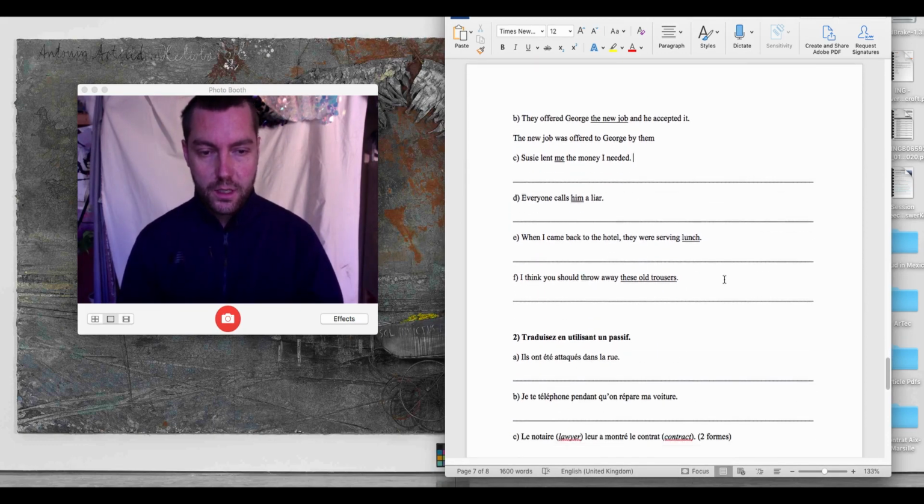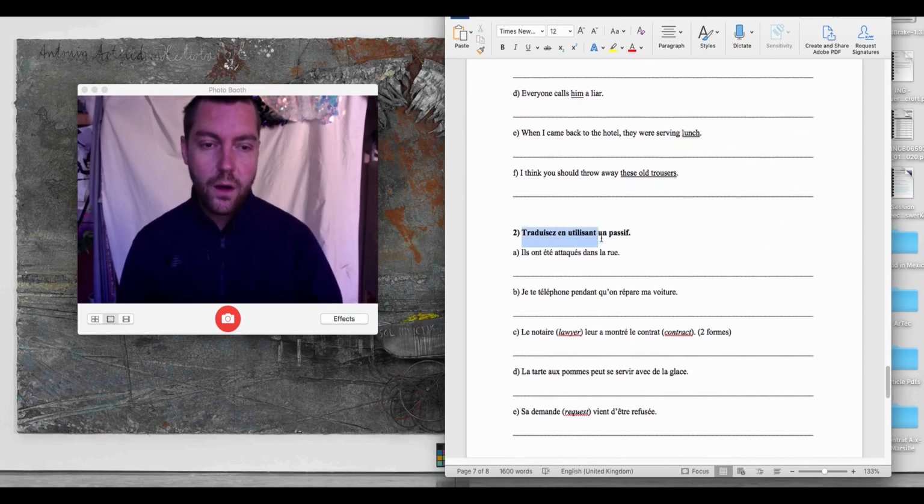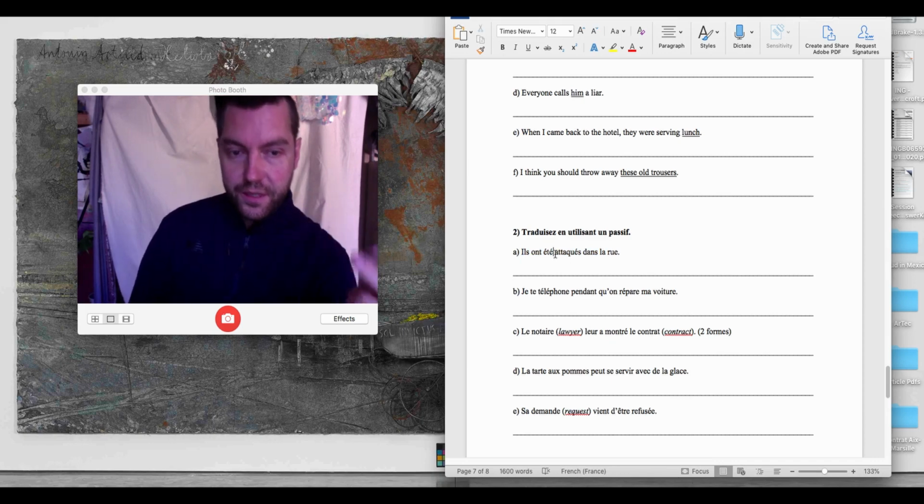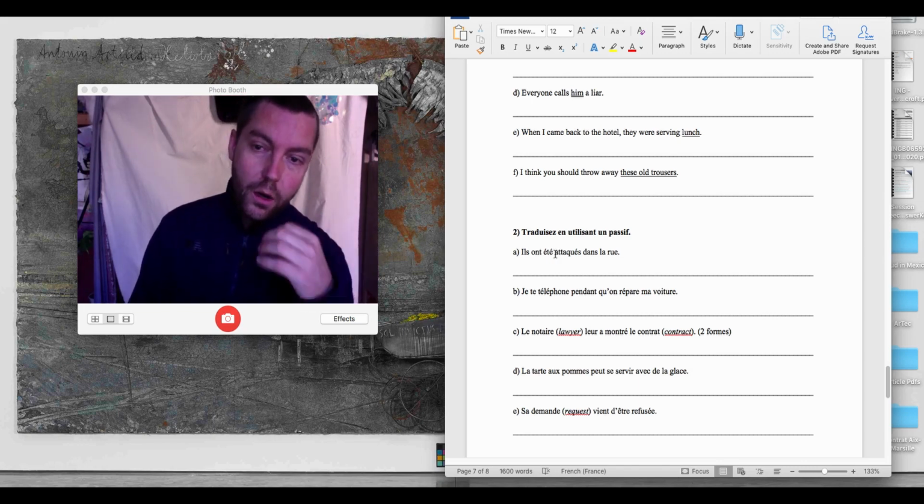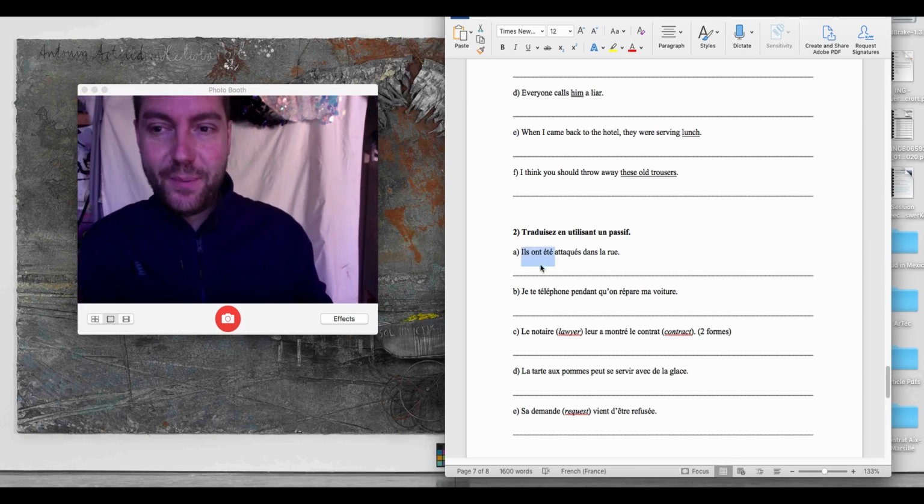Okay, so here I'd like you to do a similar thing, but traduisez en utilisant un passif. So, ils ont été attaqués dans la rue. Chaque fois qu'on voit "ont été" suivi d'un participe passé, on voit que c'est un passif. Parce qu'ils ont été attaqués.